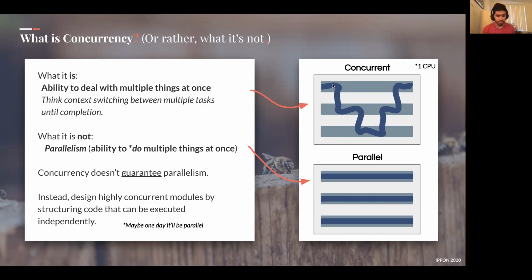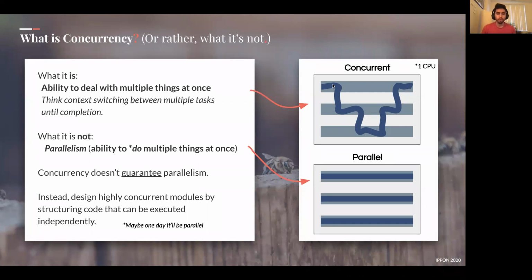I mention this because concurrency is often interchanged with parallelism, right? They're very similar, but they're not quite the same thing. The key difference is that when something is parallel, you're actually doing multiple things at once. And it's important to note that concurrency doesn't guarantee parallelism, but it enables it.